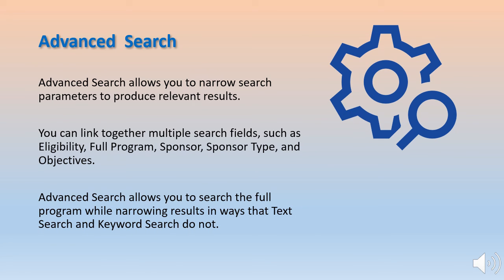Advanced search allows you to narrow search parameters to produce relevant results. You can link together multiple search fields such as eligibility, full program, sponsor type, and objectives. Advanced search allows you to search the full program while narrowing results in ways that text search and keyword search do not.